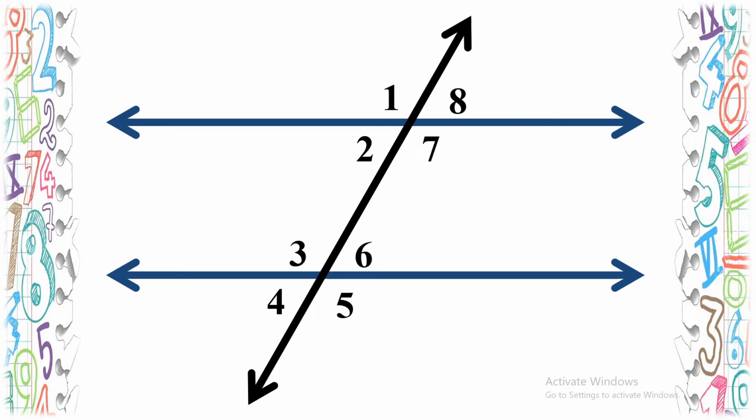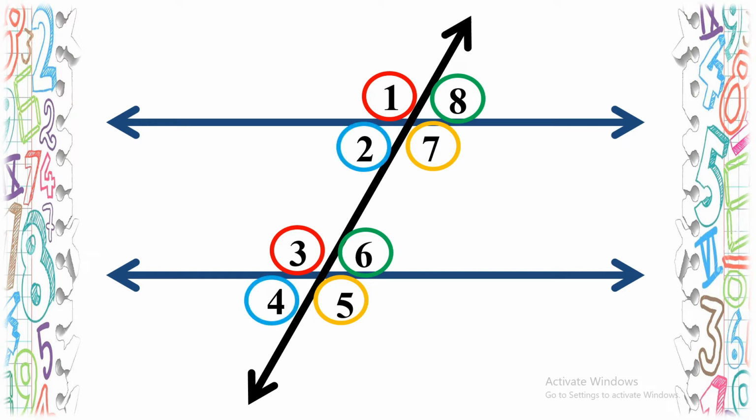Good to hear that. So let us name the corresponding angles. Angle 1 and very good, it's angle 3. Angle 8 and you're right, it's angle 6. Angle 7 and correct, that's angle 5. How about for angle 2? Of course, we have angle 4. So given two parallel lines and a transversal, there are all four pairs of corresponding angles.